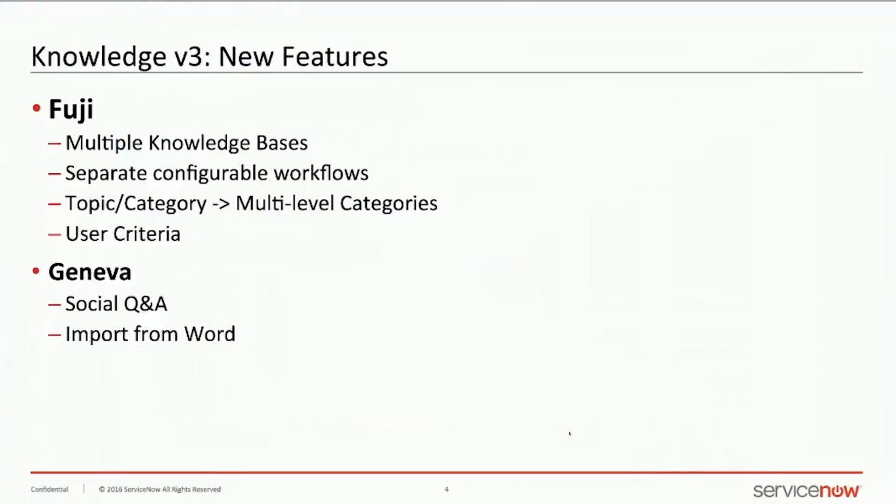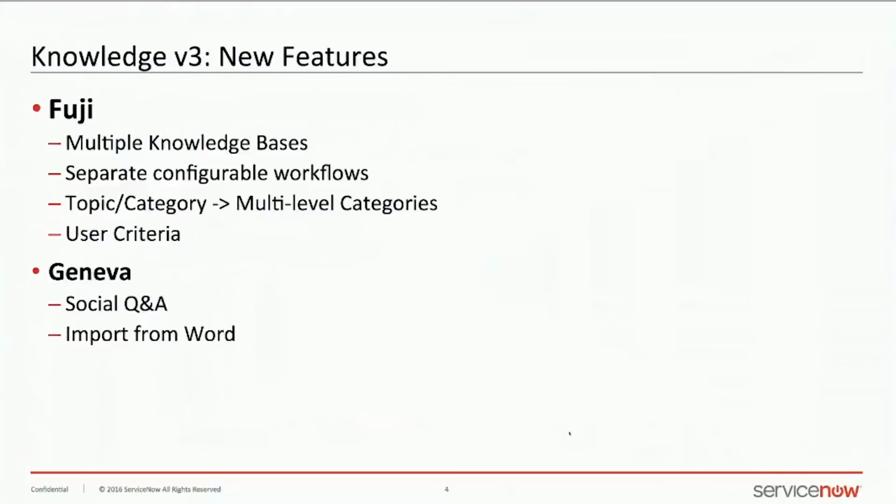Each knowledge base also has a multi-level category hierarchy, which replaces the old two-level topic/category hierarchy tree that we had. And as you know, categories are used to classify the content, which helps later in the knowledge search and browse features. The highlight of the webinar today is user criteria, which was also introduced with Fuji. We'll cover that in depth in the later slides.